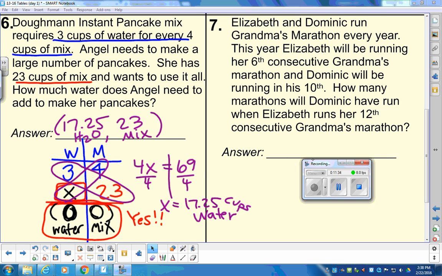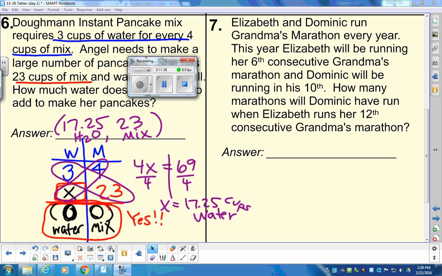All right, moving on to our next problem here. Elizabeth and Dominic run Grandma's Marathon every year. This year, Elizabeth will be running her 6th consecutive Grandma's Marathon, and Dominic will be running his 10th. How many marathons will Dominic have run when Elizabeth runs her 12th consecutive marathon?